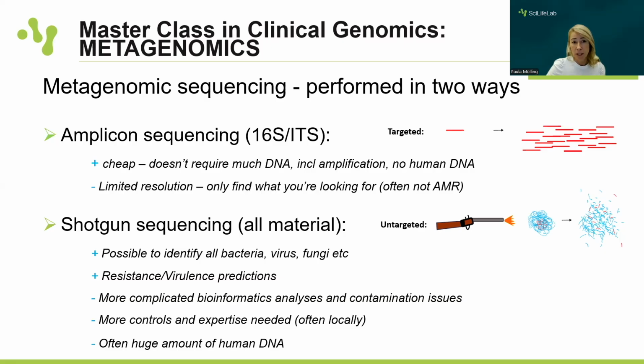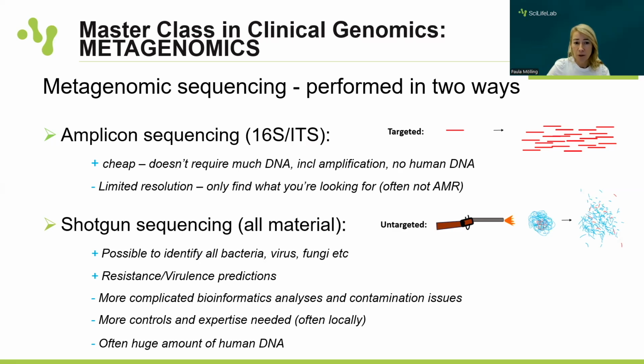And this is positive because it's often cheaper compared to the untargeted approach. It doesn't require so much DNA. And since it includes an amplification step, it may also increase the sensitivity. And often there is no human DNA to take into account. But it also has limited resolution. You can only find what you are looking for, and that is often not antimicrobial resistance genes.